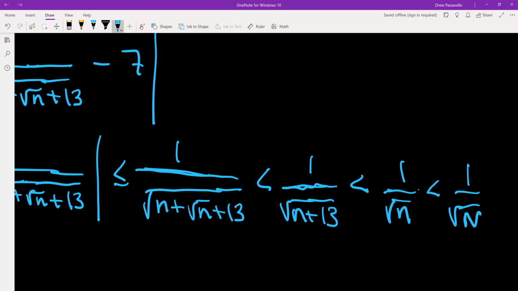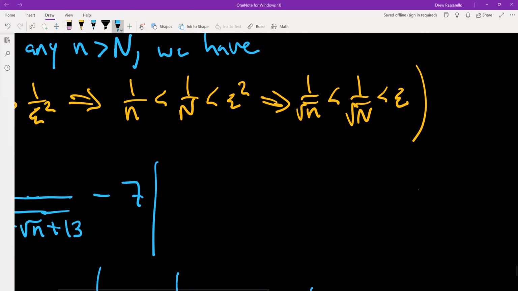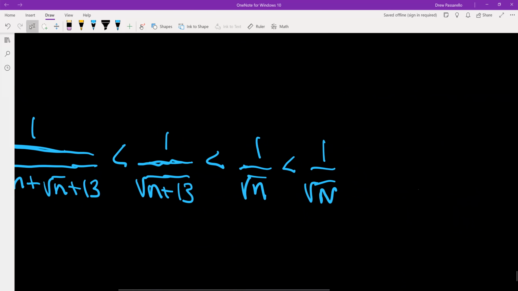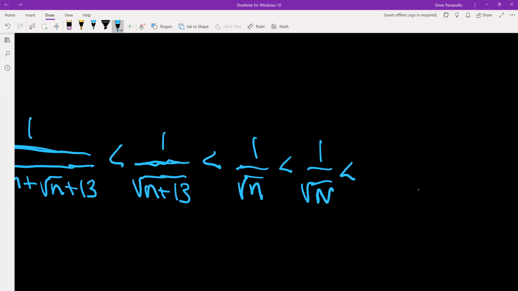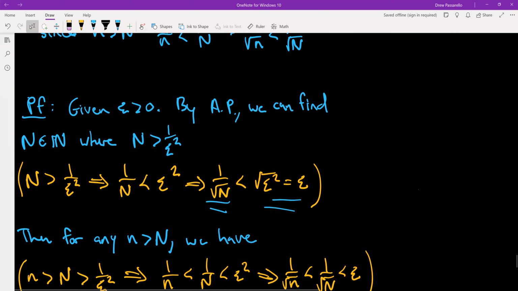And then because capital N is bigger than 1 over epsilon squared, taking the reciprocal on both sides and square rooting, we get 1 over the square root of capital N is less than the square root of epsilon squared, which is epsilon. So maybe you could write it as this less than the square root of epsilon squared, which is epsilon. All right, so that completes the proof for this one. And that'll be it for this problem.